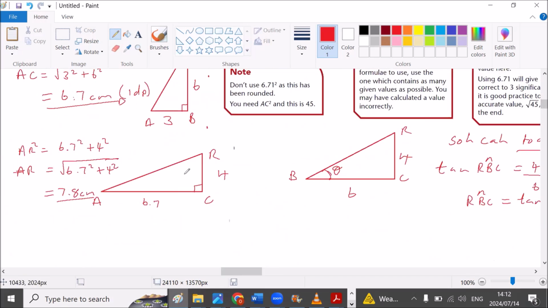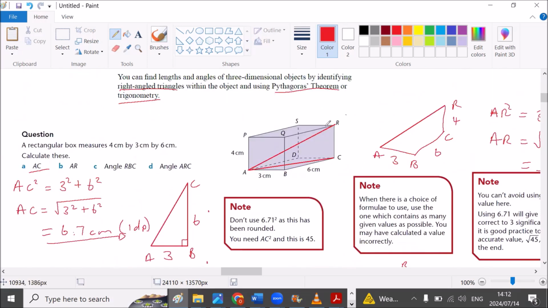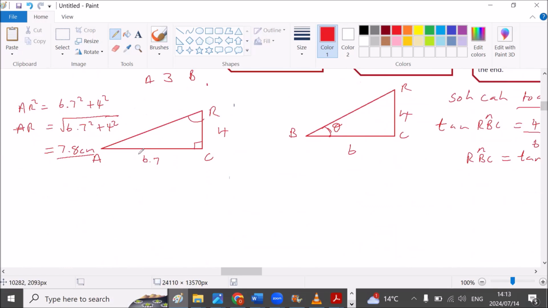Angle ARC. Now we have the triangle ARC, so we want this angle ARC. Considering this angle, we have opposite and adjacent. This is ARC, so this is the angle we are looking for. We have the triangle there with opposite and adjacent. So we can say tan ARC is equal to opposite 6.7 over the adjacent to the angle 4, giving us ARC as arctan 6.7 over 4.